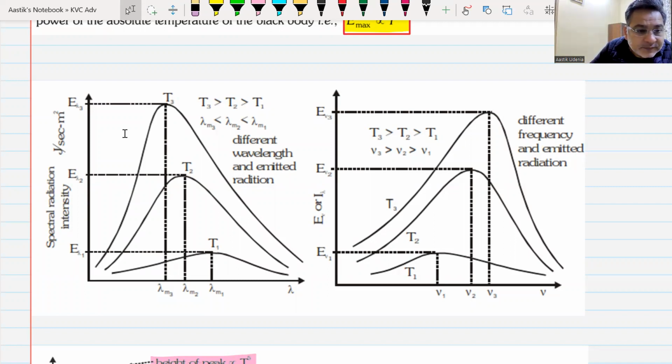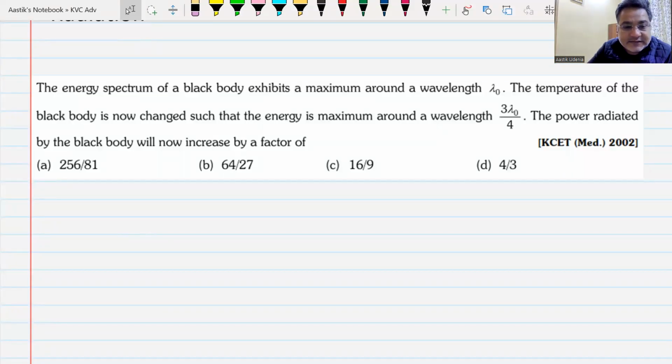Take this question. I'm expecting a question from this category. So this is the next question. The energy spectrum of a black body exhibits a maximum around a wavelength lambda naught. The temperature of the black body is now changed. The energy is maximum around a wavelength 3 lambda by 4. What is the power radiated will increase? I'll give you 2 minutes to give me the answer.